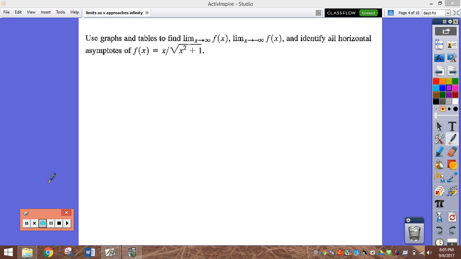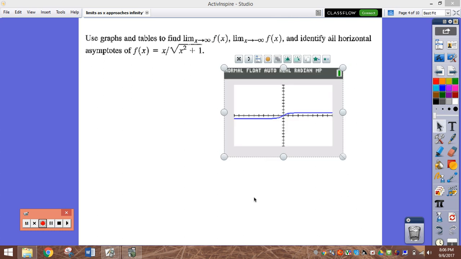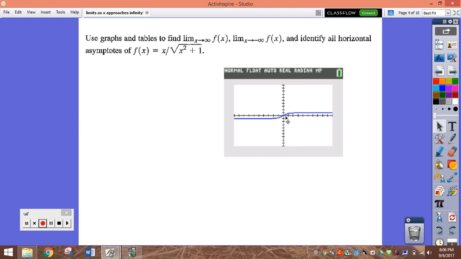Now, some limits seem a lot more complex when you first look at them, like this one here, x divided by the square root of x squared plus 1. If I look at it graphically, I can get an idea of how it's behaving infinitely to the left and right, negative and positive infinity. So if I look at the graph, I can see that it's kind of flattening out here to the right. That'd be as x approaches positive infinity at y equals 1. And out to the left at y equals negative 1. And so my horizontal asymptotes will be y equals 1 and y equals negative 1.